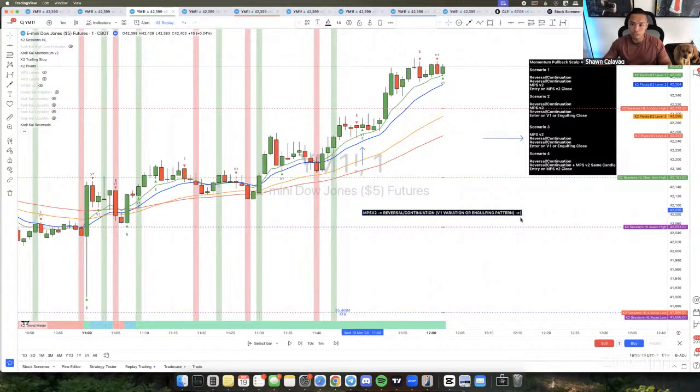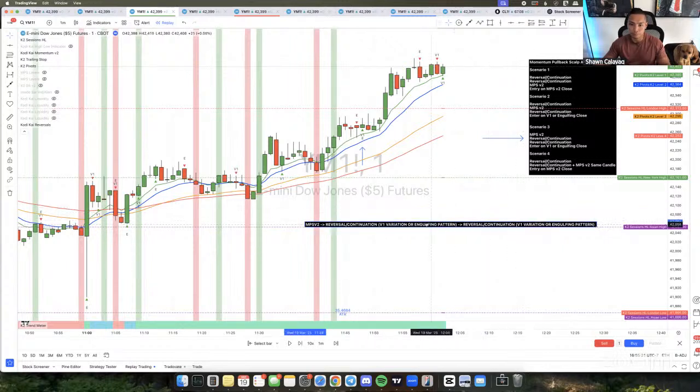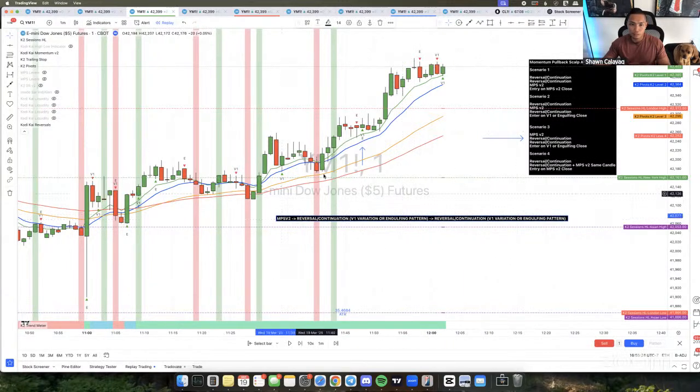But it did just depend on what you're looking for. So first you have an MPSv2 that happens right here, right? Price comes out, retraces right there. That's going to be the first setup. The second setup is going to be on the same entry candle. So basically on the same candle, you have two of them. You have an MPSv2 plus you have a reversal continuation.